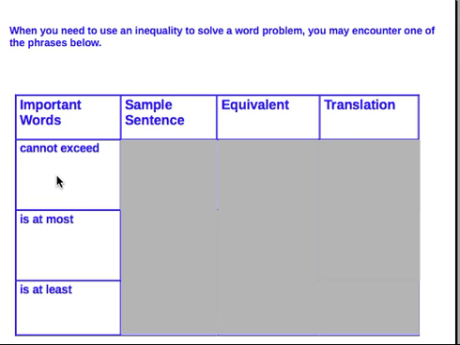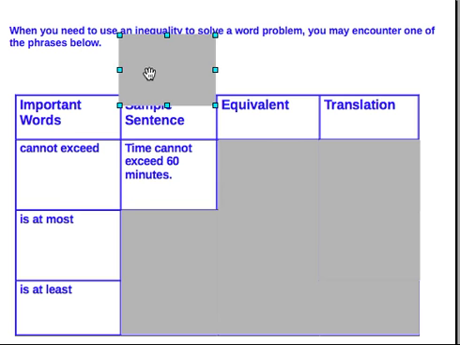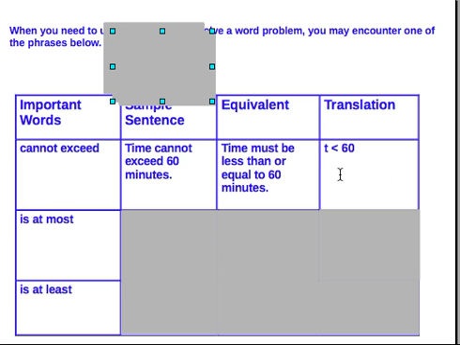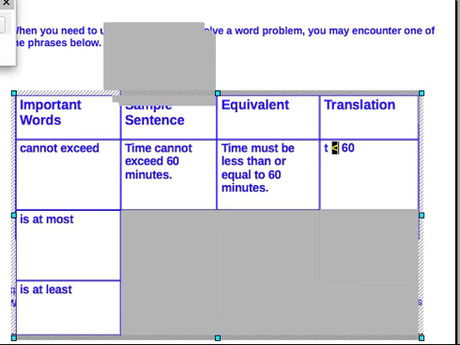Slide 217 covers some other symbols that you'll be using. So "cannot exceed," for example, time cannot exceed 60 minutes. That means you can't do 61, 62, 63 minutes. That'll be too much. So time must be less than or equal to 60 minutes. Time would be T. T is less than, and there should be an equal sign in between there. T is less than or equal to 60. So please underline and change that symbol.